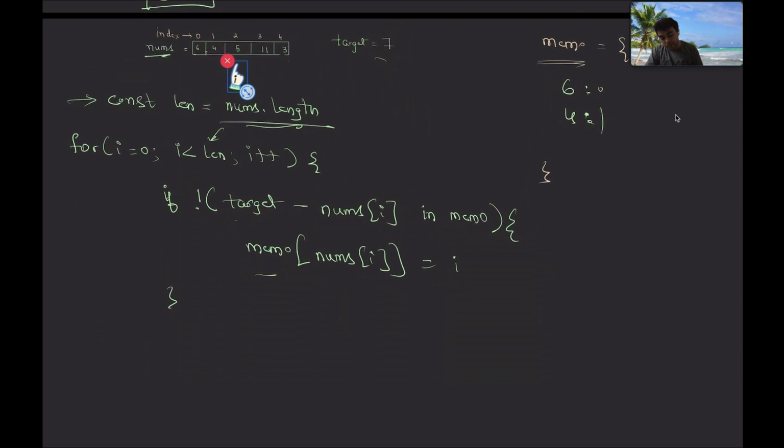Let's continue this. We do the same thing now. Target minus 5. So if target minus 5 in memo, 7 minus 5, which is 2, is it inside the memo? It's not. So if it's not in the memo, we add that. Let's move further. Is 7 minus 11 inside the memo? It's not. So we will add that as well.